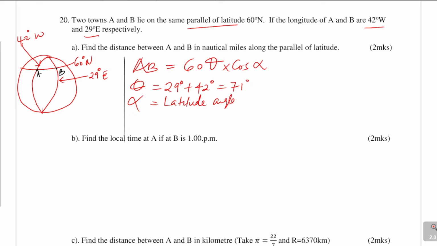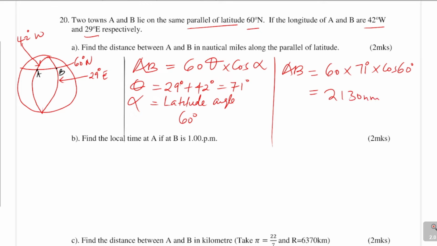And in this case, they are both on the latitude 60 degrees north, so the angle is 60 degrees. So now AB in nautical miles will be given by 60 times the longitude difference, which is 71 degrees, times the cosine of the latitude angle, which is 60 degrees. This gives 60 multiplied by 71 multiplied by cosine of 60. That gives 2130 nautical miles. So that is how we're supposed to do that.